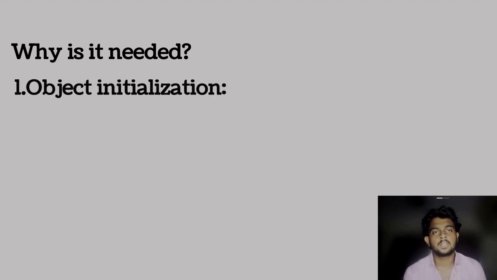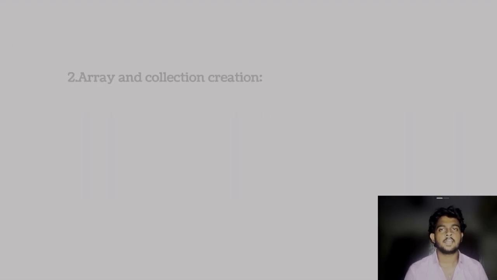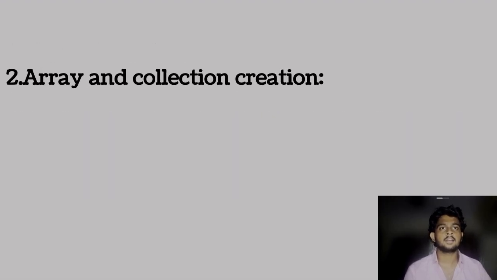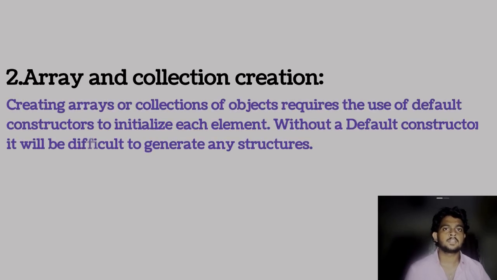First, for object initialization. This is the best way to create an initialized object without requiring the user to specify any fields in it. This becomes very helpful in creating objects which do not require any initial value. Second, for array and collection creation. Creating arrays or collections of objects requires the use of a default constructor to initialize each element. Without a default constructor, it will be difficult to generate any structures.